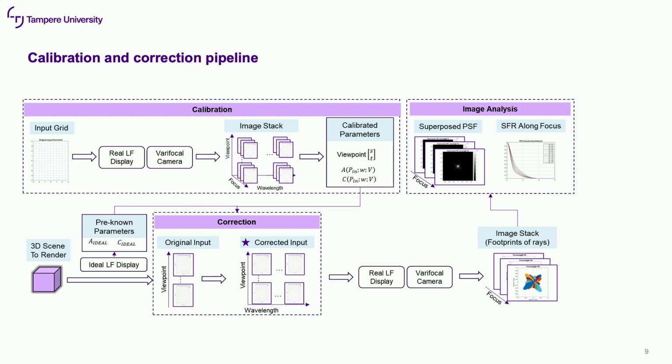We observe the results of our display using a varifocal camera, still within a simulation environment. This simulation is based on geometric ray tracing, so the captured images reflect footprint patterns of ray samples. Finally, we conduct some analysis and processing of the captured images to help us evaluate the effectiveness of our calibration and correction processes.